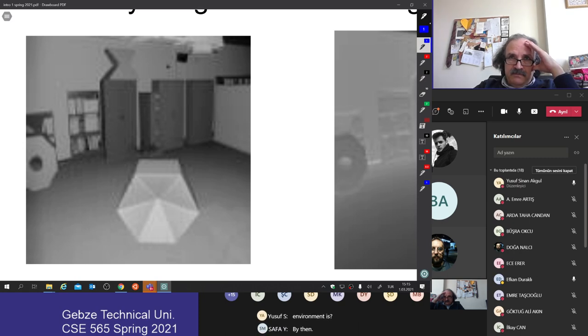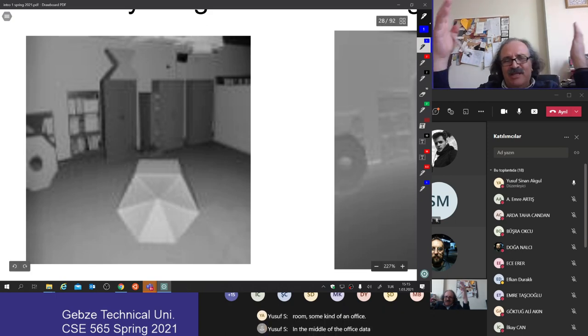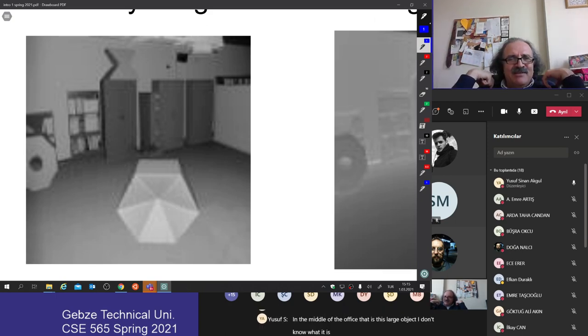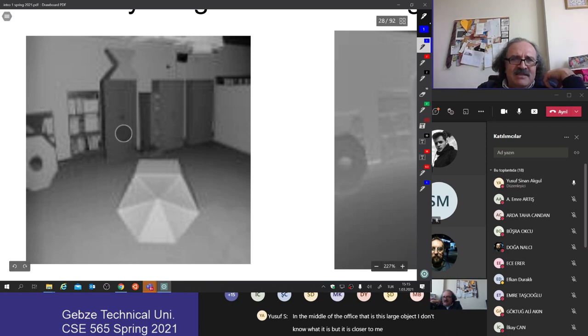It looks like an office, a waiting room. It looks like a kind of chair and some cupboards. Exactly. I don't know what it is, but it looks like a waiting room, some kind of an office. In the middle of the office, there is this large object. I don't know what it is, but it is closer to me. And these are some cabinets, maybe a door. I don't know. So this is an intensity image.